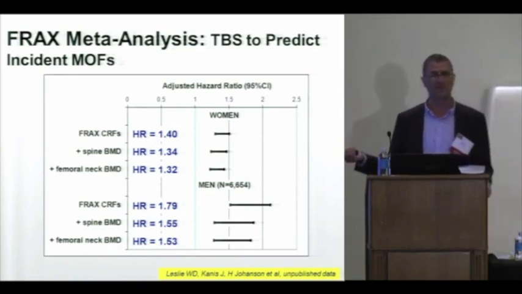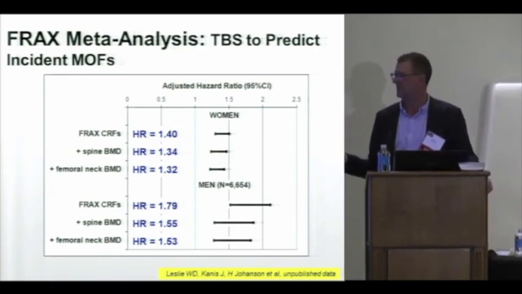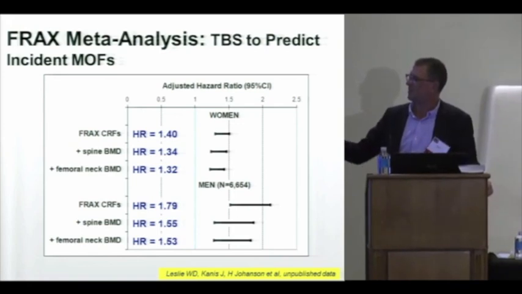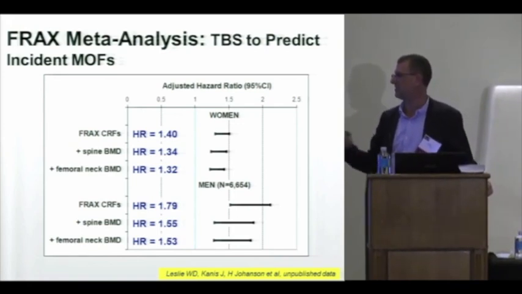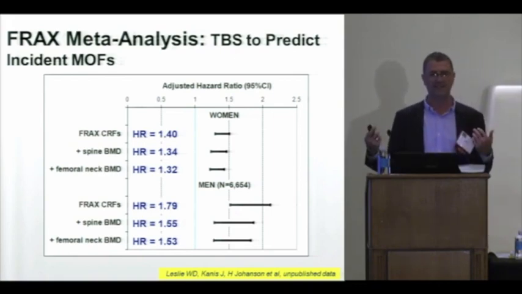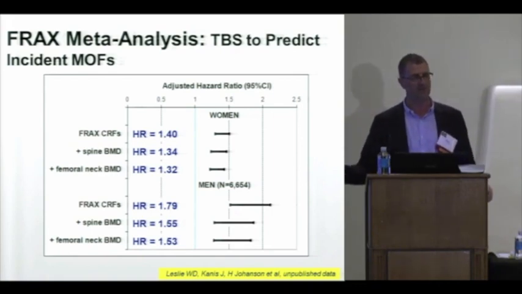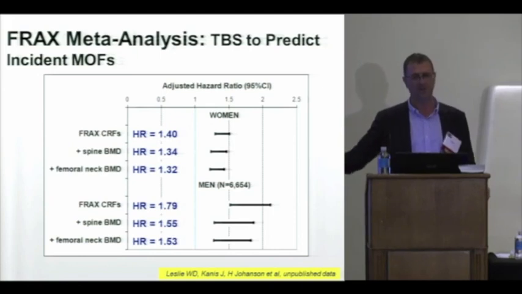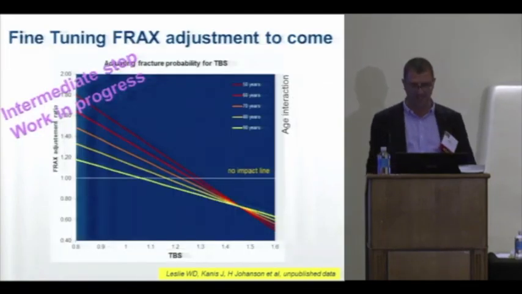It was quite surprising because the Manitoba in men didn't work so nicely. But on FRAX, you have 1.8, 1.5, 1.55. In other words, adding that into the meta-analysis, at least in terms of gradient of risk, you will improve the gradient of risk. And that's where they're working now on a final model to integrate the TBS into FRAX.